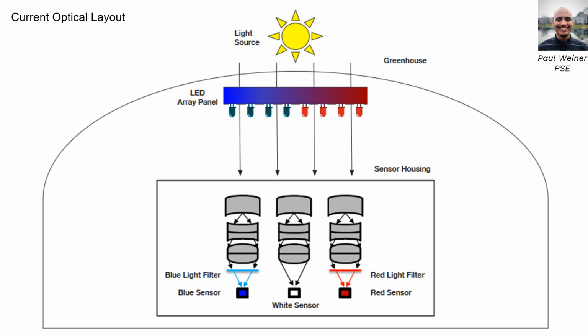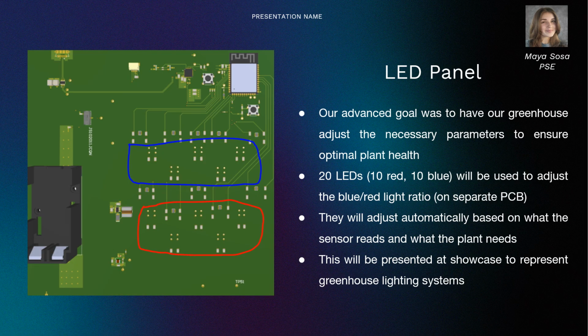This is our current optical layout. Our two light sources are the sun and the LED array panel. Underneath the array, we have three fisheye lenses, which we are using since our last design, which did not take the angle of the sun into account, didn't perform well. Underneath two of the lenses, we have filters for blue and red light, and we have our white light, blue light, and red light sensors. Our LED panel is representative of the lighting within the greenhouse.